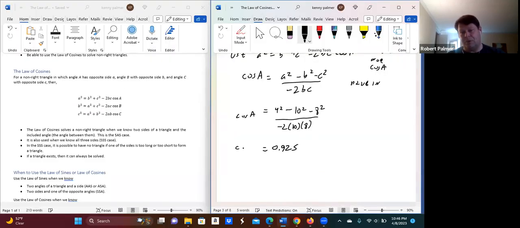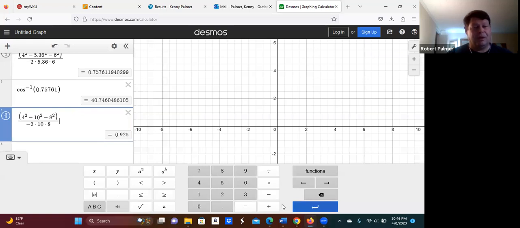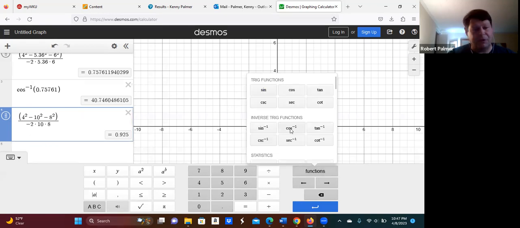That's simple. Okay. And so we're going to take the inverse cosine of both sides. Then it says angle A is going to be the inverse cosine of that value, 0.925. And let's do that with Desmos. That will tell us what angle A is. So we can do inverse cosine, go to the keyboard, the functions, and then inverse trig functions right there.